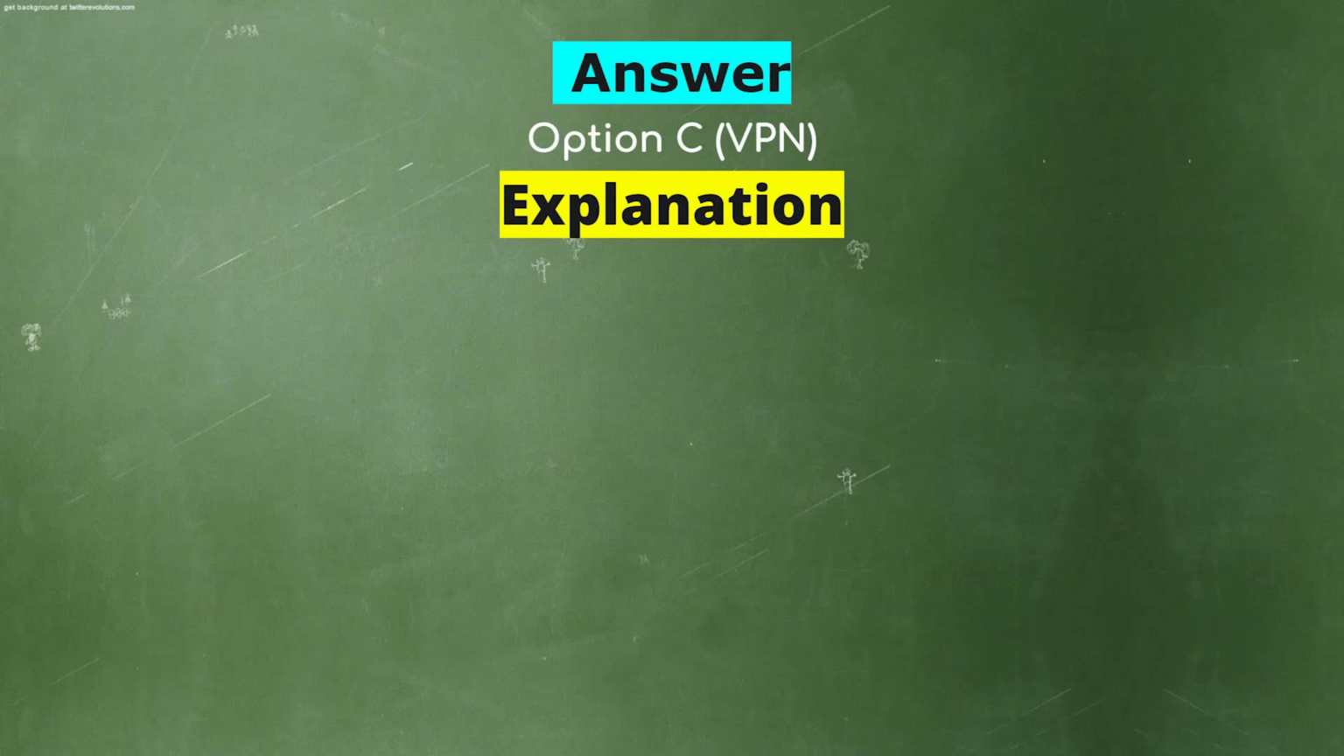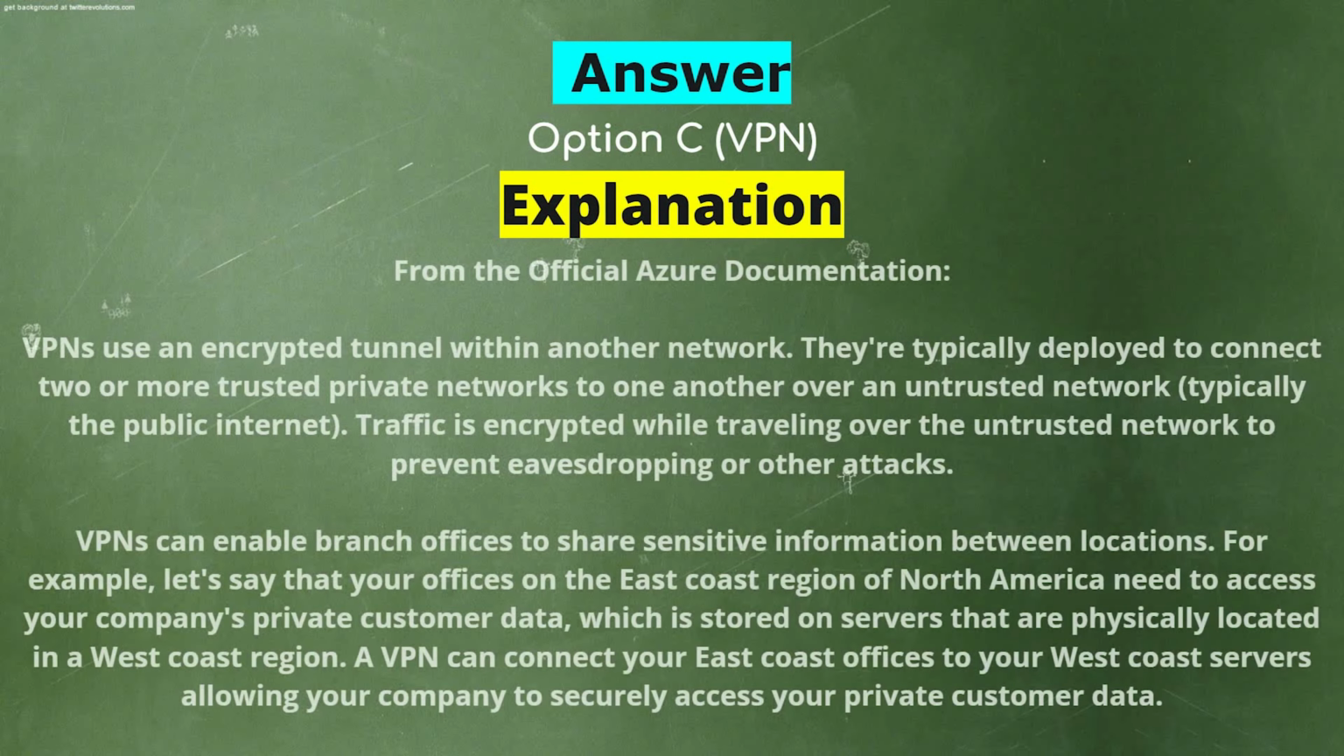Explanation: from the official Azure documentation, VPNs use an encrypted tunnel within another network. They are typically deployed to connect two or more trusted private networks to one another over an untrusted network, typically the public internet. Traffic is encrypted while traveling over the untrusted network to prevent eavesdropping or other attacks. VPNs can enable branch offices to share sensitive information between locations.